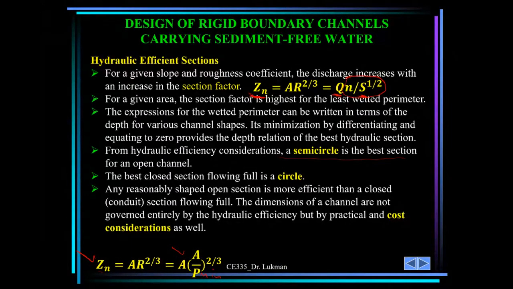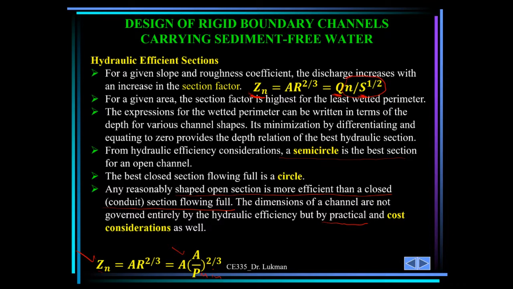Any reasonably shaped open section is more efficient than a closed conduit section flowing full. The dimensions of a channel are not governed entirely by the hydraulic efficiency, but by practical and cost considerations. Practical considerations, here we'll look at maybe the state of the ground surface, the topography, and the slope. All this will sometimes dictate the shape of the section to have.